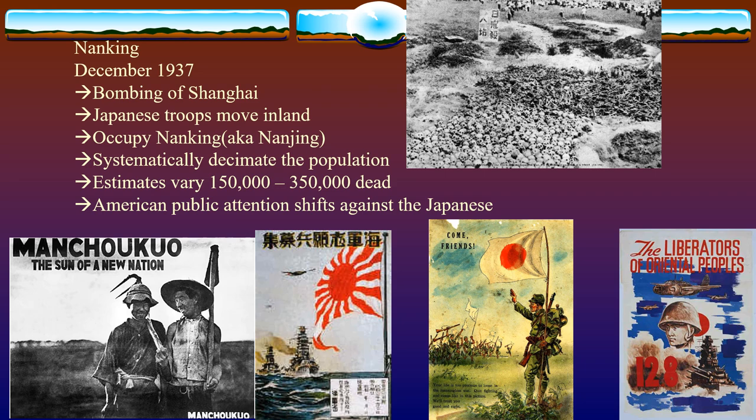But the overall is that Nanking, the rape of Nanking in 37, that really does switch American attitudes against the Japanese when we find out what's really going on there. Not that we're going to do anything, and FDR can only do a little bit. More about that in the next slide.